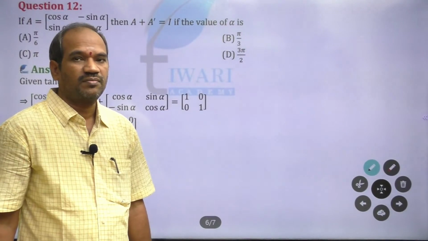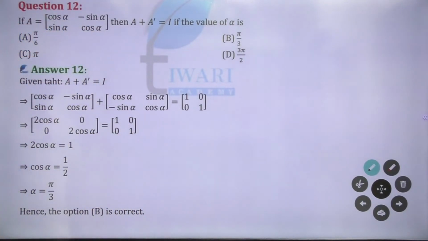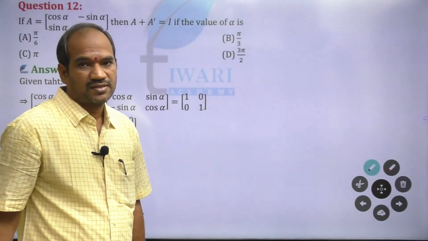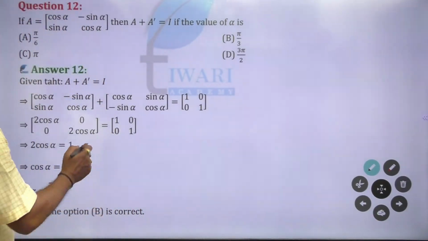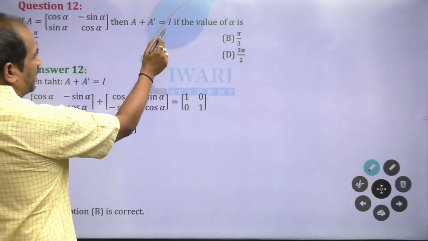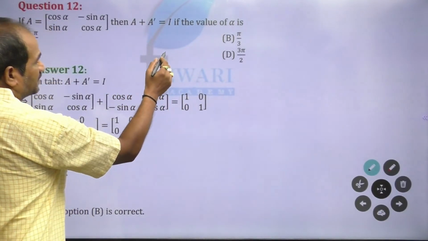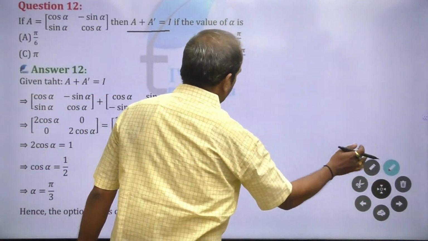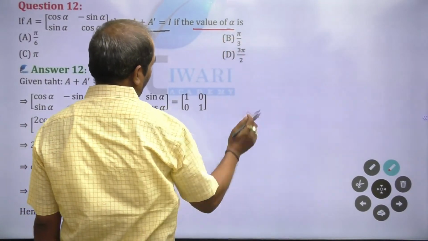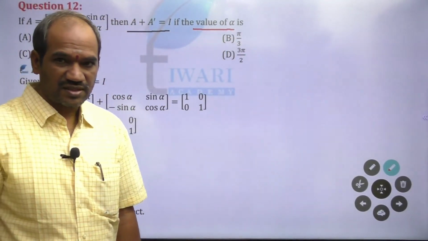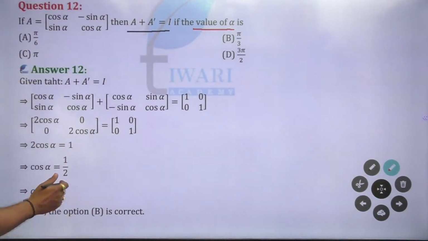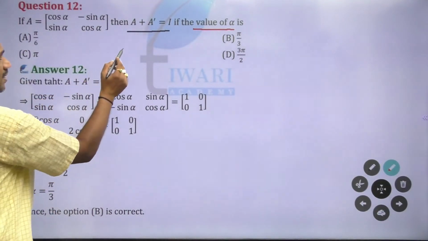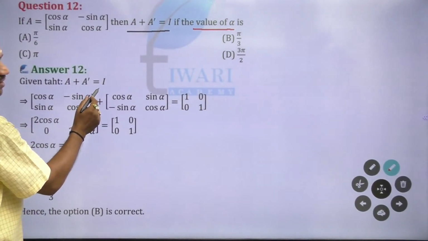Now in this next question, the objective problems from your exercise. A is the given matrix, and A plus A dash is equal to I. Find the value of alpha. In this objective problem, the given data is A plus A dash is equal to I, where I is the identity matrix.